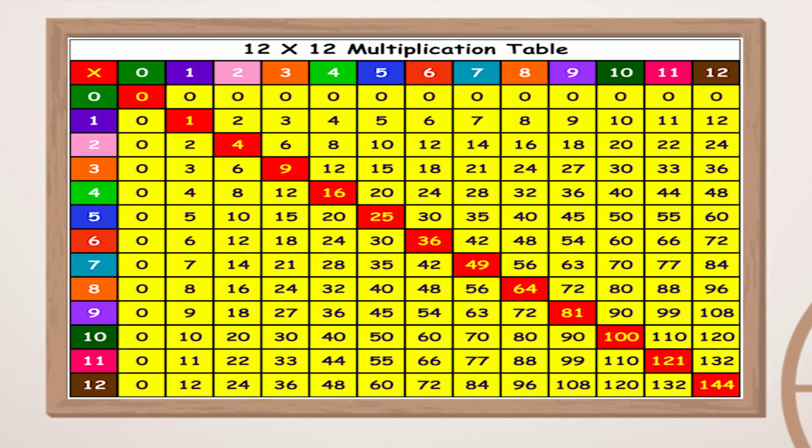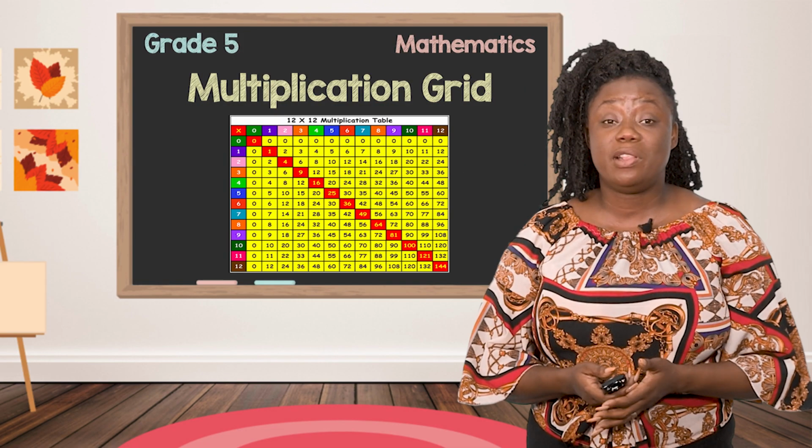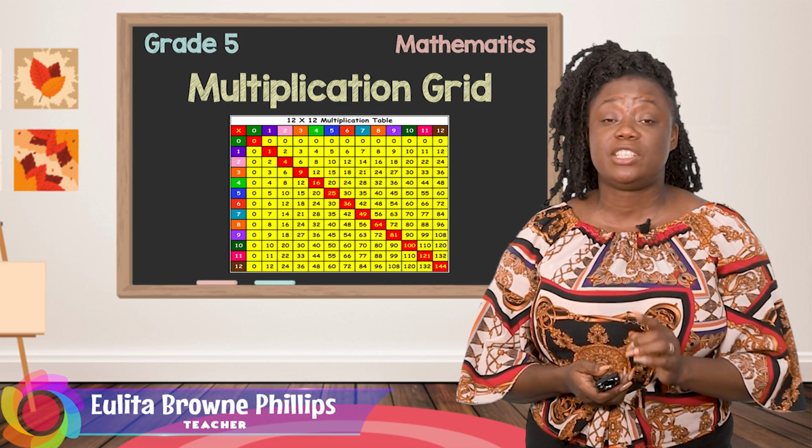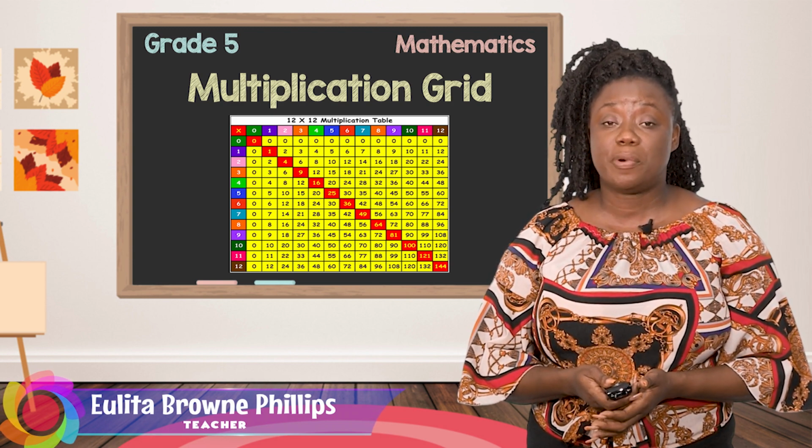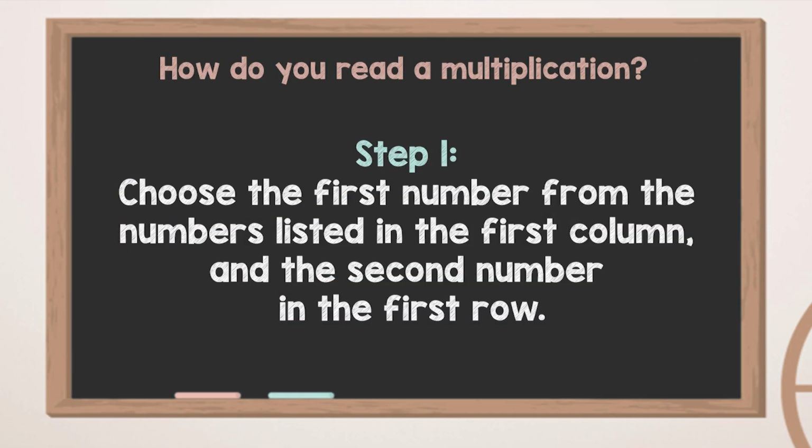For example, a multiplication chart of 12 can be written as, look at the example on the screen. Do you see the rows and columns? Well, today we will learn how to use the multiplication grid to solve simple multiplication problems. How do we read a multiplication chart or a multiplication grid?